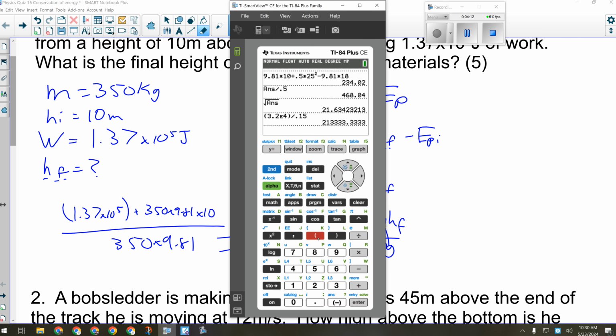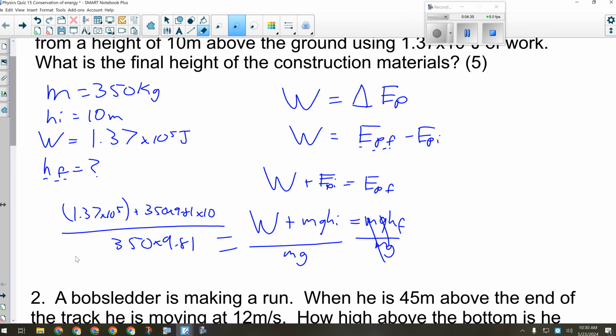All right, so in brackets, 1.37 E5, okay, plus 350 times 9.81 times 10. Okay, and then divide that by 350 times 9.81. All right, so the final height of this thing is going to be 49.9 meters.